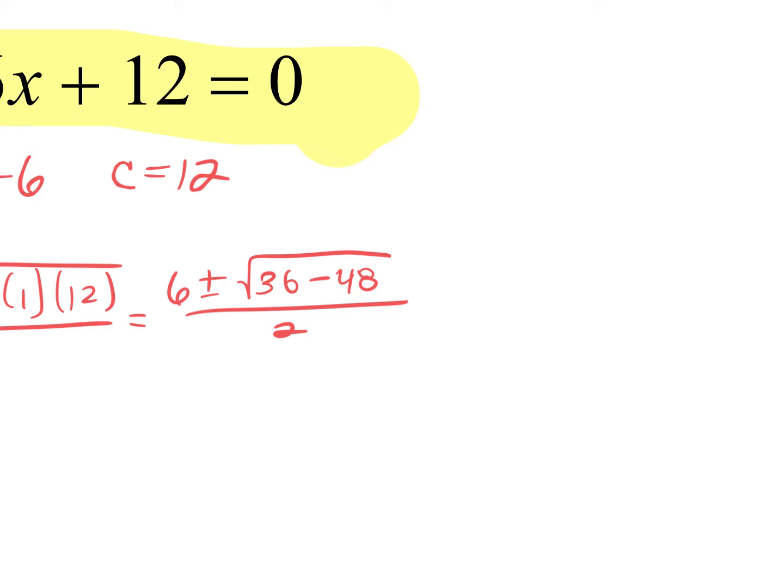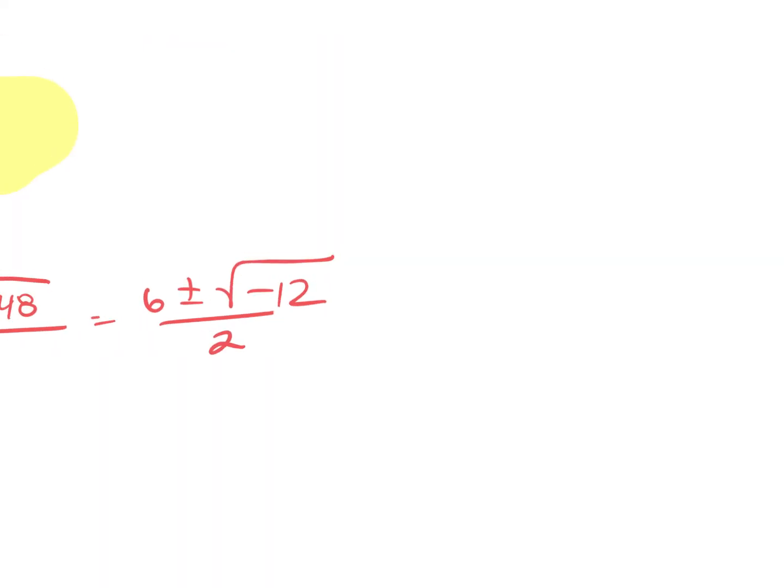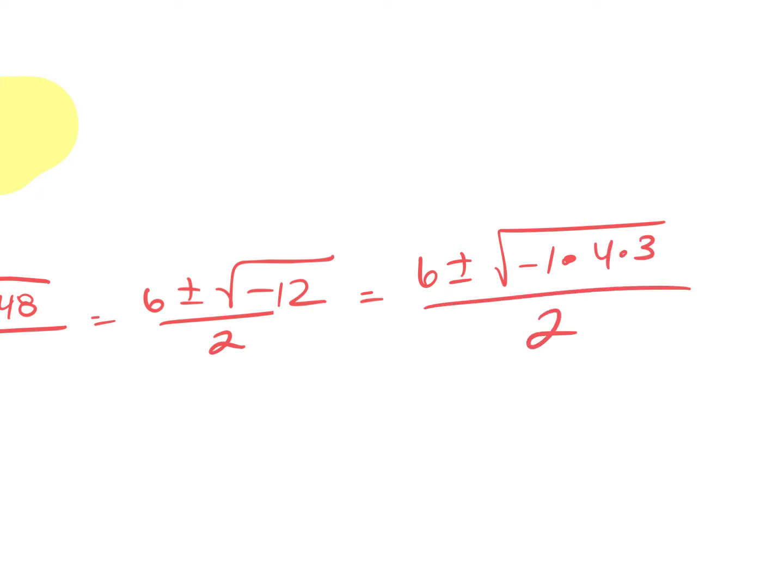All right, keep going. 6 plus minus, -12, good, over 2. Keep going. 6 plus minus, -12. First, I'm going to take out that -1. And then what do I break 12 into? 4 and 3. Now let's take out. What can we take out? 2i. Square root of 4 is 2. Square root of -1 is i.